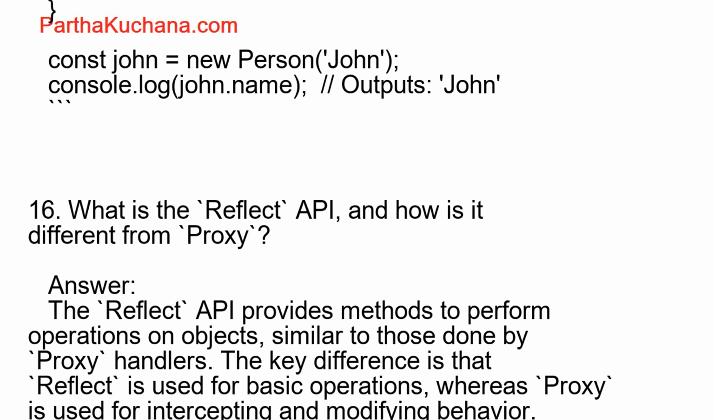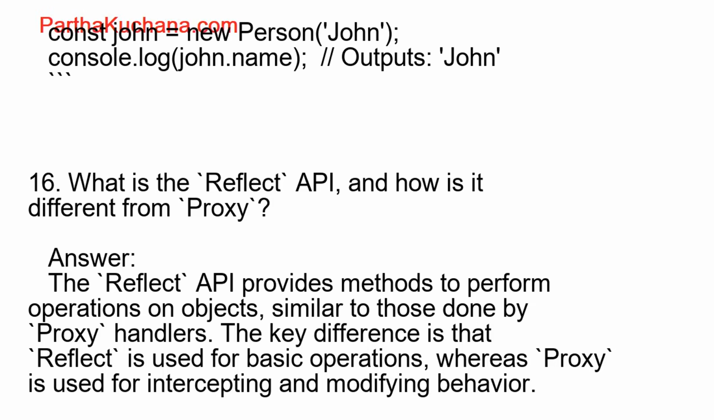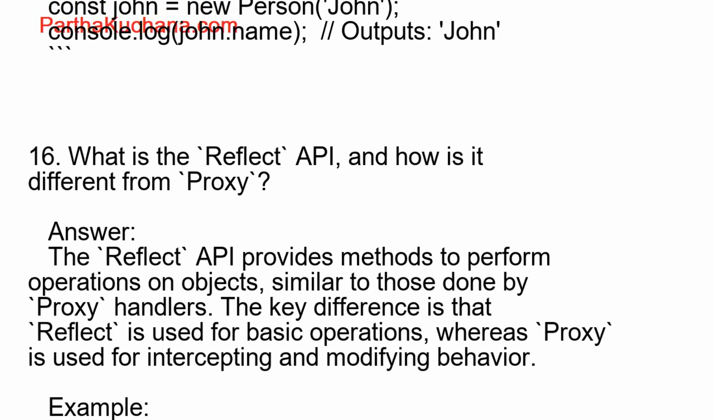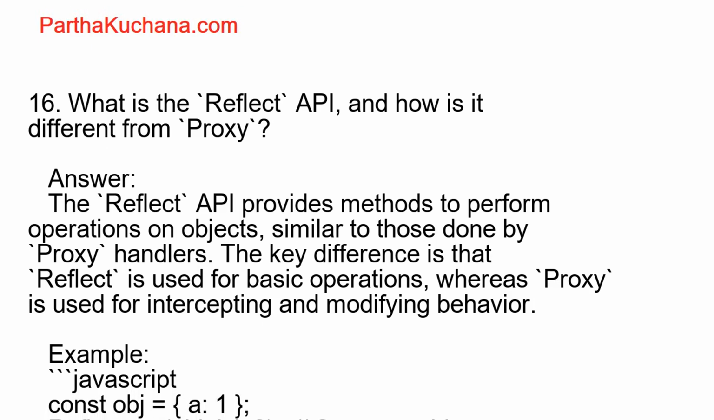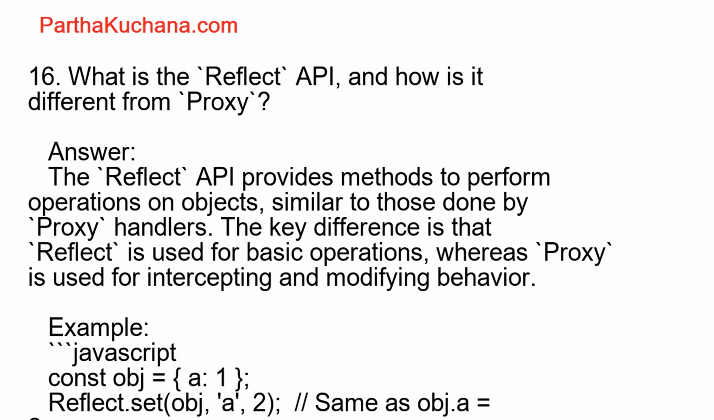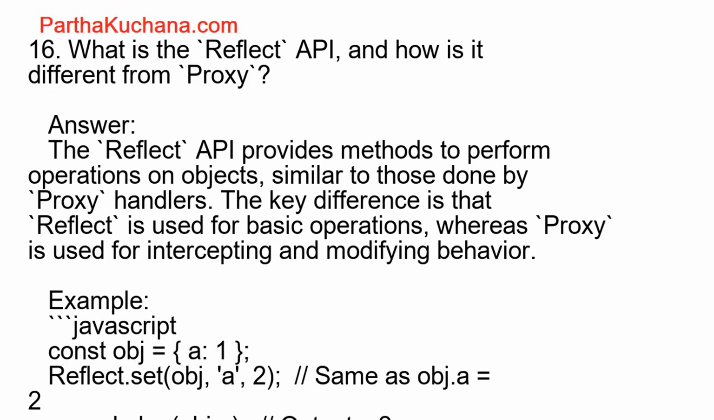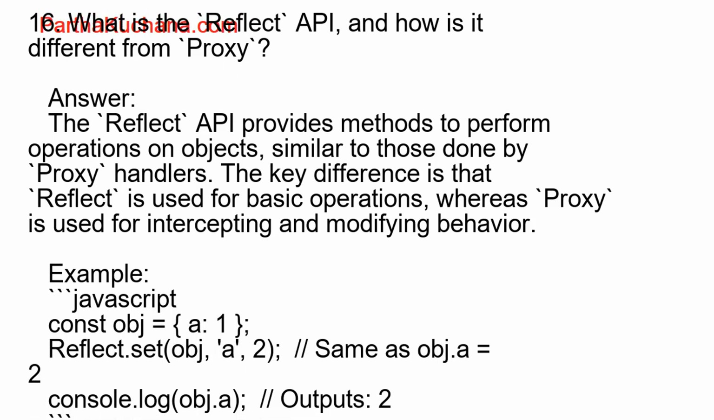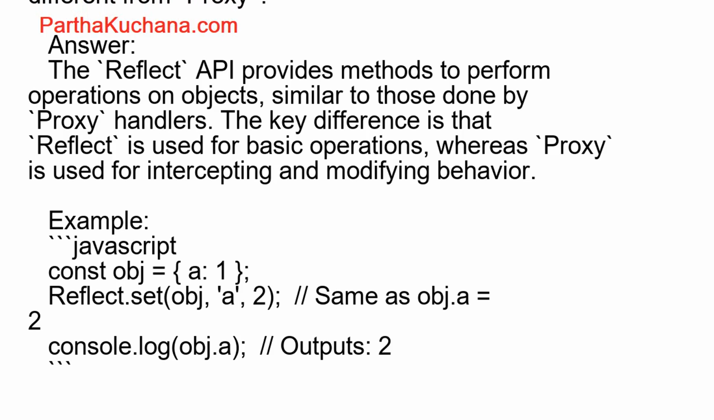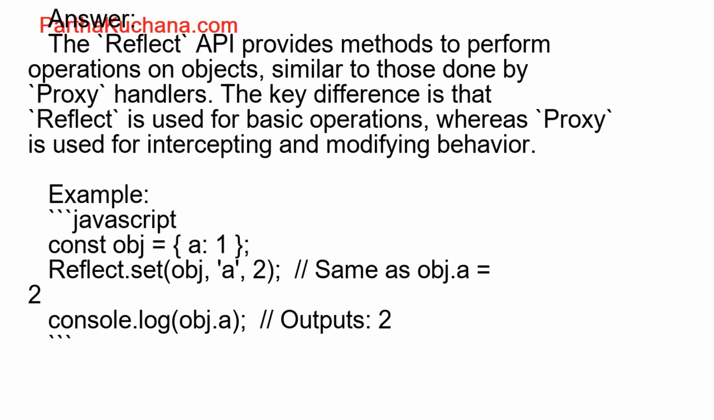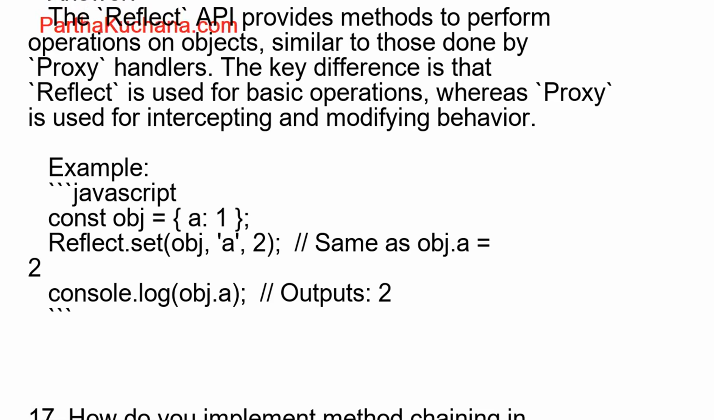18. What is a weak reference and how is it different from a regular reference in JavaScript? Answer. A weak reference allows an object to be garbage collected if there are no other references to it, while a regular reference keeps the object alive as long as the reference exists. Weak references are commonly used in caches where objects may be discarded if not needed.